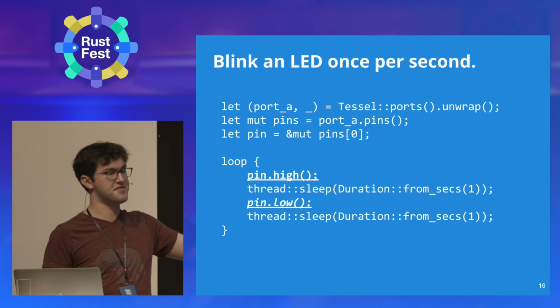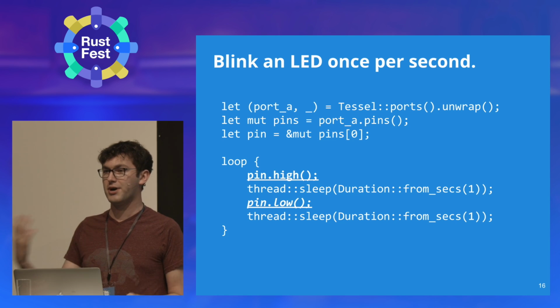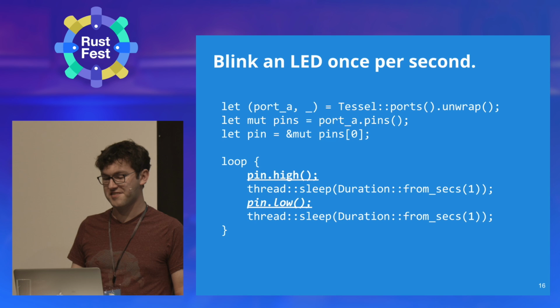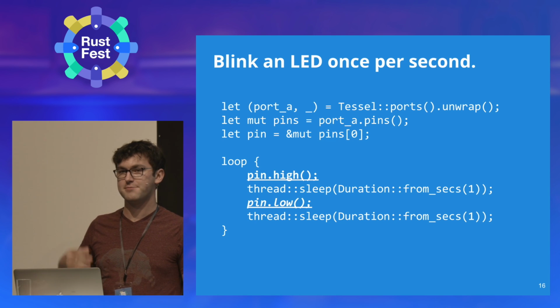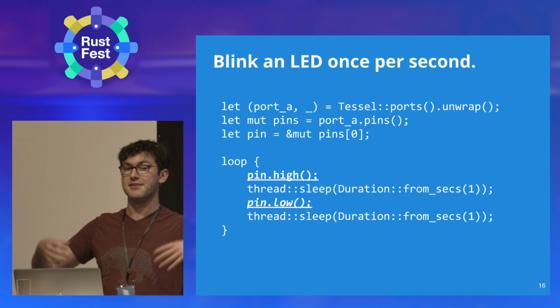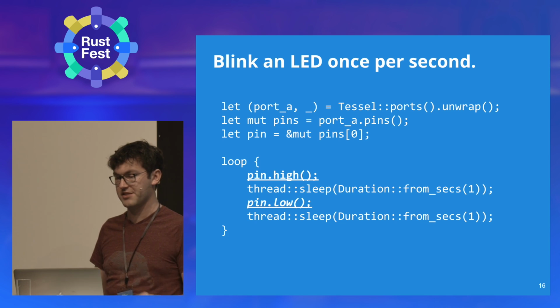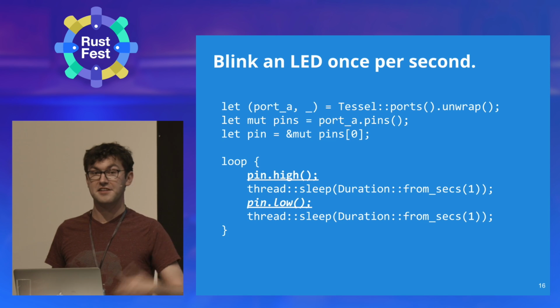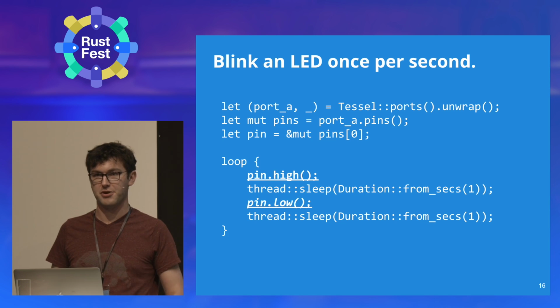So we have a few lines of setup at the beginning, which is to say, okay, we want to get a port, we want to know that it's there, so we unwrap it, and we want to select pin 0. Pin 0 is going to be our LED pin. And then in a loop, we can say we want to turn the pin high, sleep for a second. We want to turn the pin low, sleep for another second. And this will generate the same signal that we just saw in the previous slide.